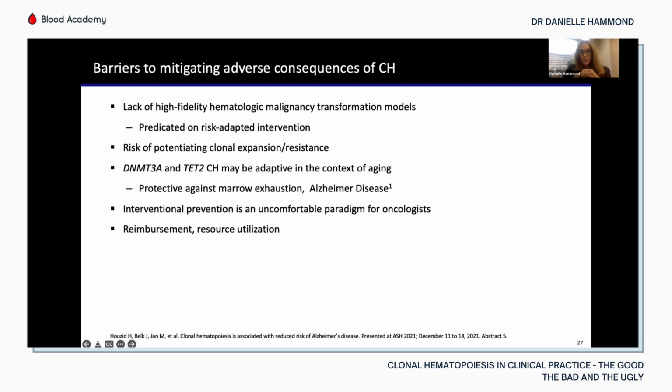And last but not least, it's quite an uncomfortable space for oncologists to be in terms of intervention outside of things that can just be cut out. And so I think we're gonna have to grow more comfortable with that as the study in this field advances.